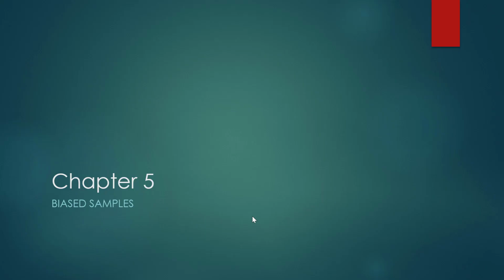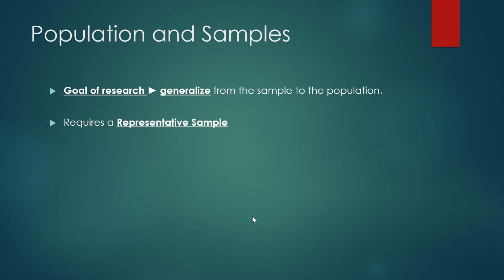This video is going to discuss how we sometimes end up with a biased sample. As we said previously, the goal of research is to generalize from the sample to the population. To do that, we need a representative sample, or a sample that mirrors the population. So we want characteristics in the sample that are similar to or mirror those of the population.